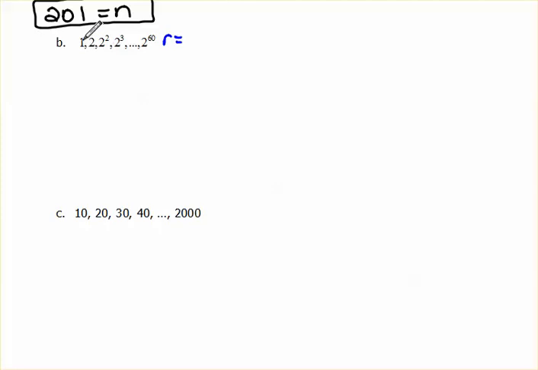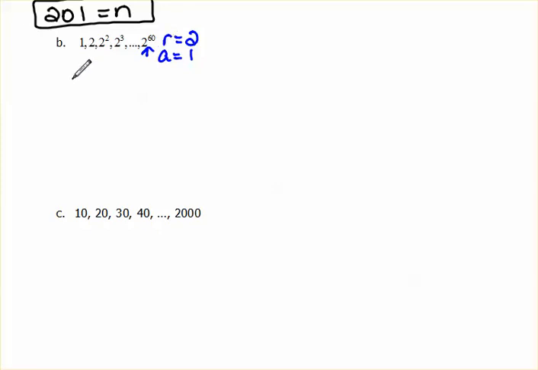To multiply, you would multiply 1 times 2 to get 2. 2 times 2 would be 2 squared. Times 2 would be 2 cubed, and so on and so forth. So our r here is 2. And we know our a is 1, so we have enough information to figure out what is the number of that term. Which term is it?